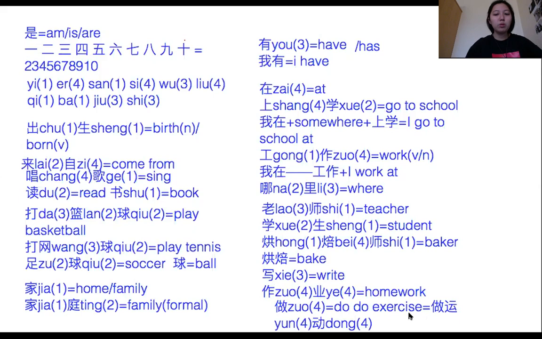做运动. 做 is do, which is really useful. You can say do exercise is 做运动. Good.